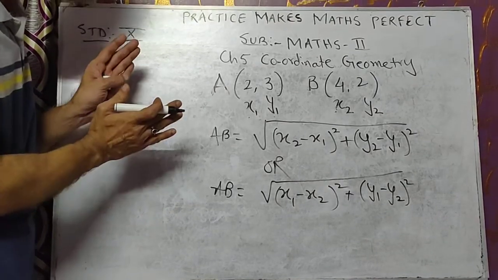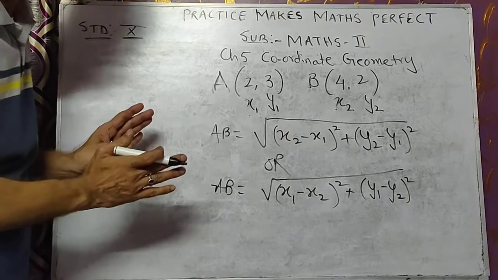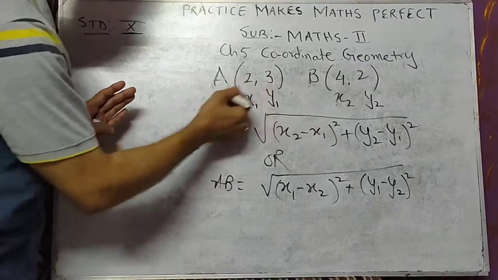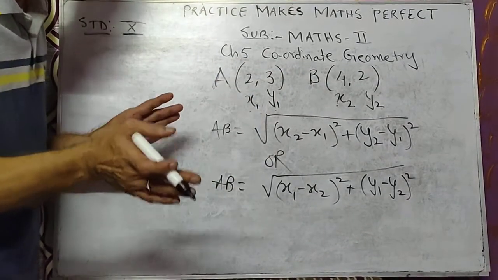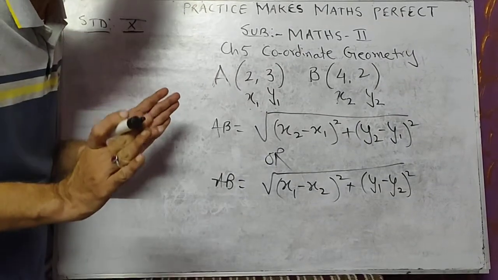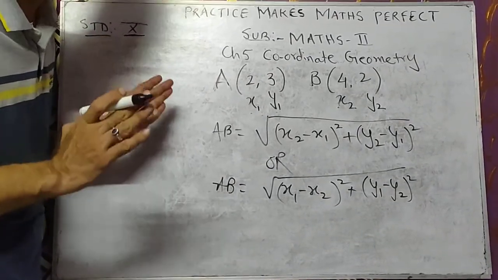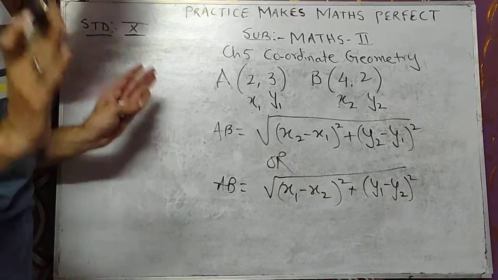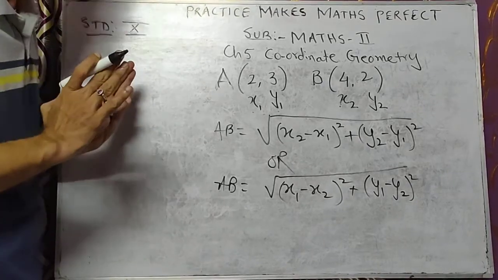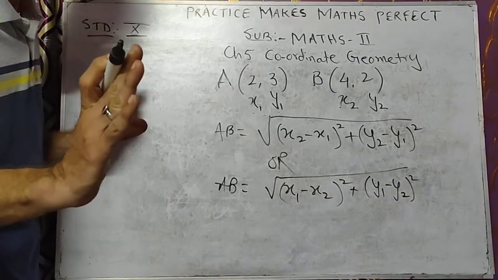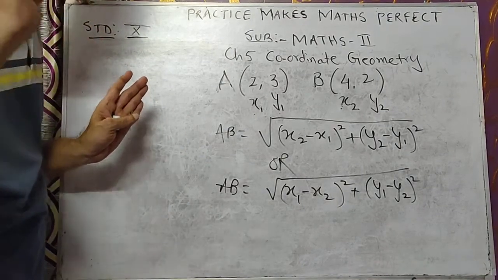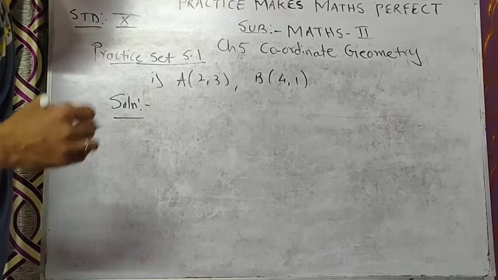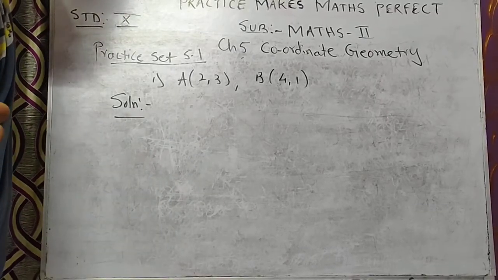Okay, so you have to find out the distance between the 2 points. Okay, these 2 points lie on xy plane. Again I am saying these 2 points lie on xy plane. Xy plane means on the graph. Is that clear all of you? So now we are going to start practice set 5.1. Okay, now come to practice set 5.1.